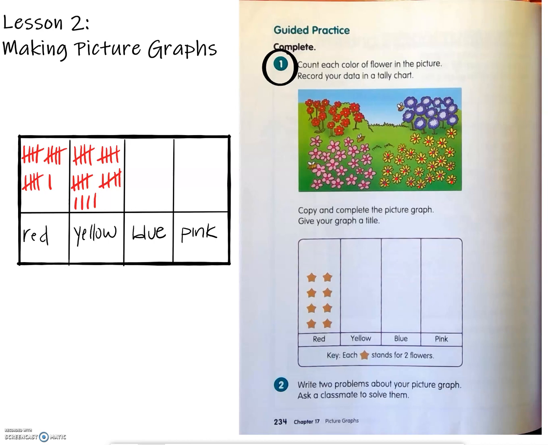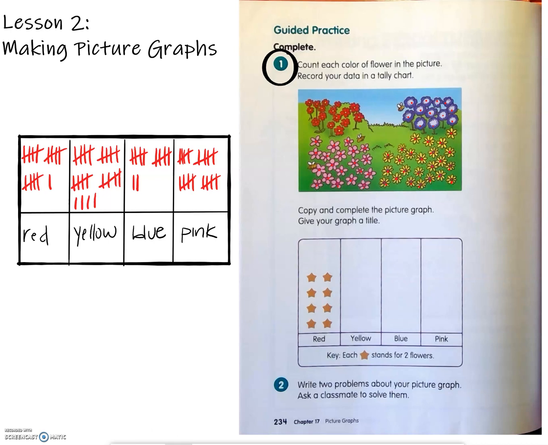Blue flowers are next. So 1, 2, 3, 4, 5, 6, 7, 8, 9, 10, 11, 12. Starting with groups of 5, 5, 10, 11, 12. And then we have the pink flowers. 1, 2, 3, 4, 5, 6, 7, 8, 9, 10, 11, 12, 13, 14, 15, 16, 17, 18, 19, 20. There are 20 pink flowers. 5, 10, 15, 20. So now that I've finished my tally chart, I can complete the picture graph.